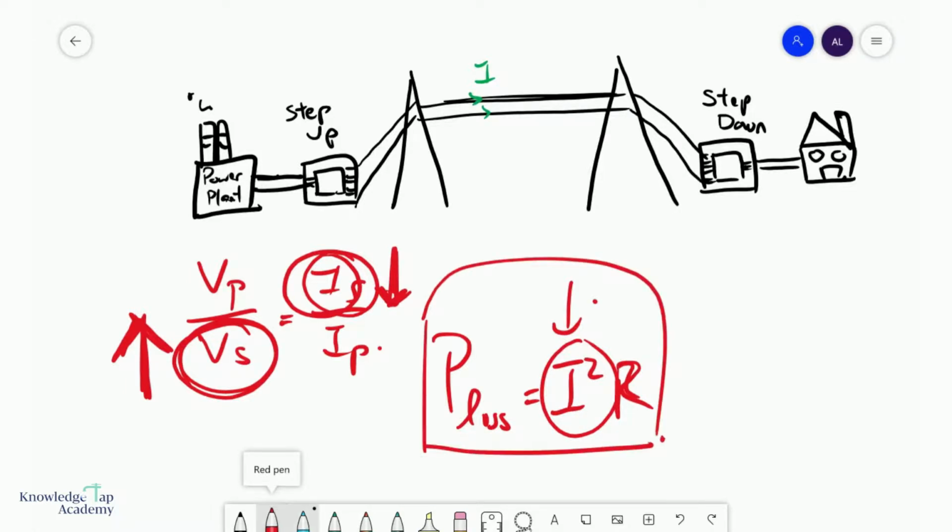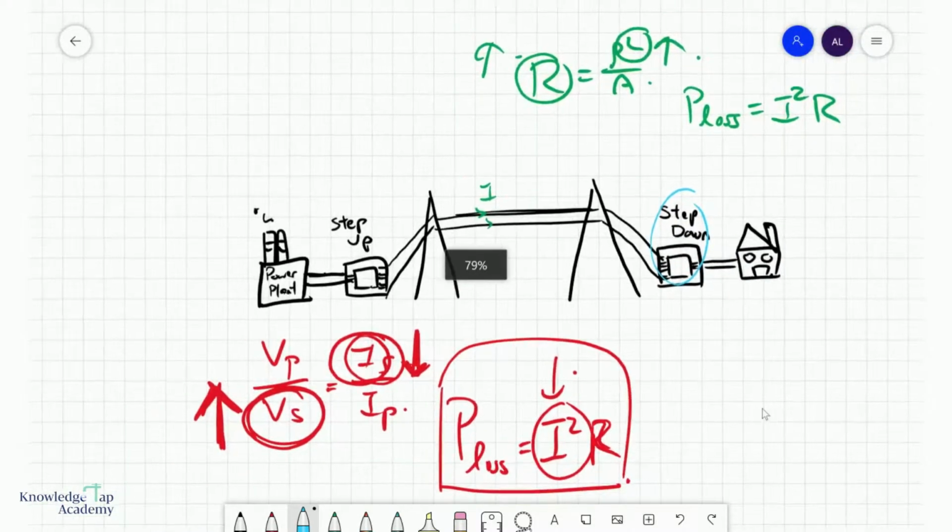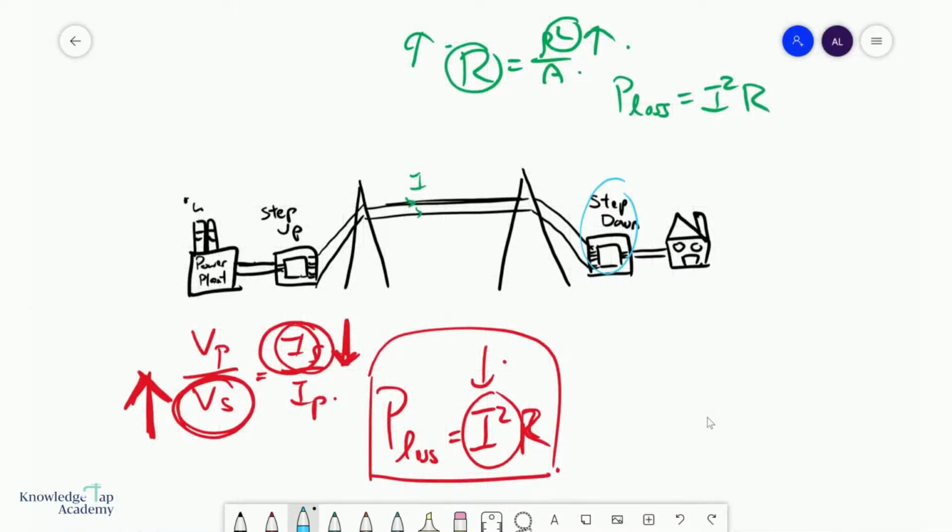Then of course later on you step it back down over here just so that you can use it in the households with a meaningful voltage. And so this is how we use transformers in a more practical application. And so with the help of transformers, we are able to transmit power over long distances without much power loss.